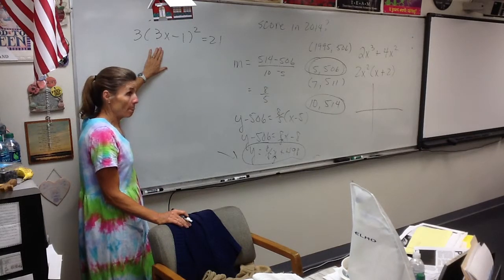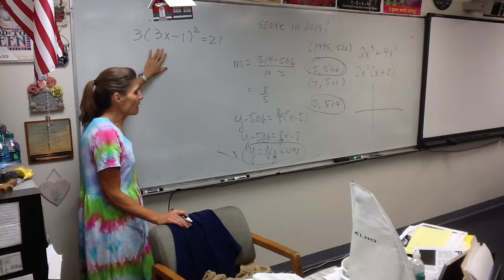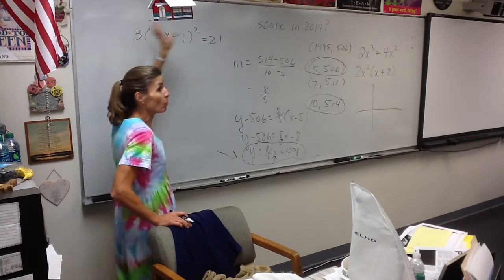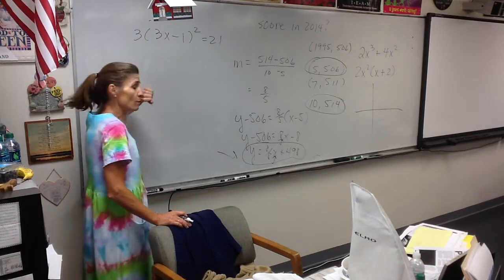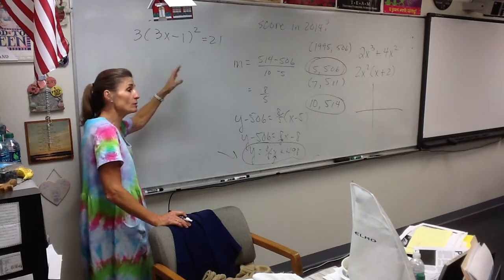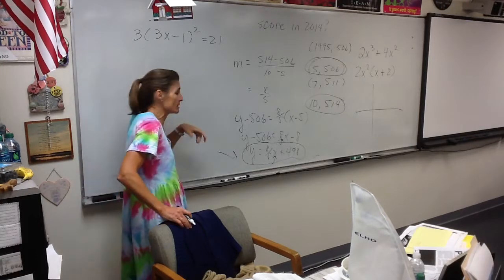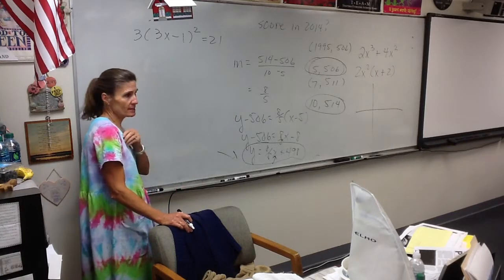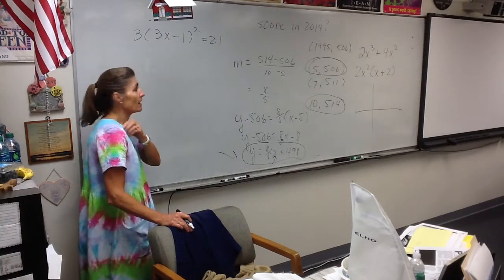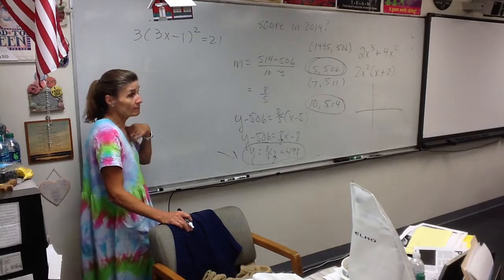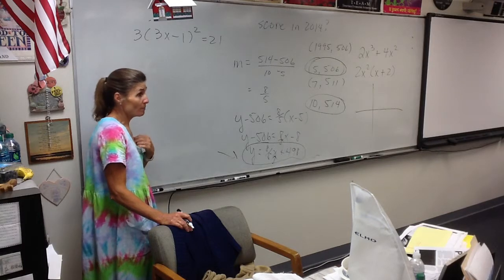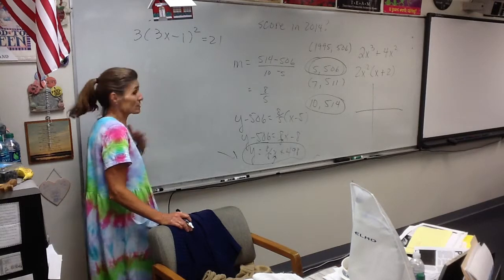Who's got a thought? Now, could I FOIL it out? I absolutely could. If I did, this would be a big quadratic equation, right? So if you are comfortable with that, you absolutely could FOIL it out and then get it set equal to 0 and use the quadratic formula. I would not because I'm lazy, and this is already set up with a perfect square in it. Do you see that? So I would probably divide both sides by 3.